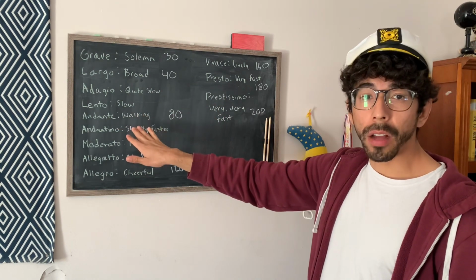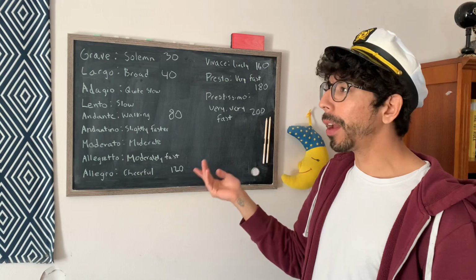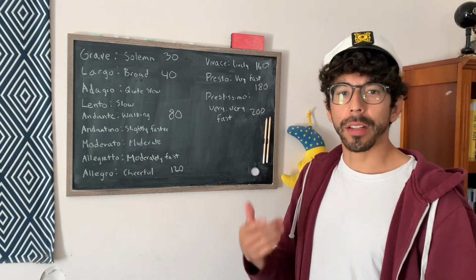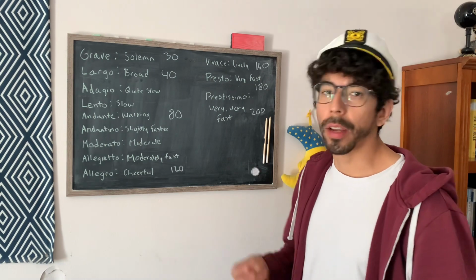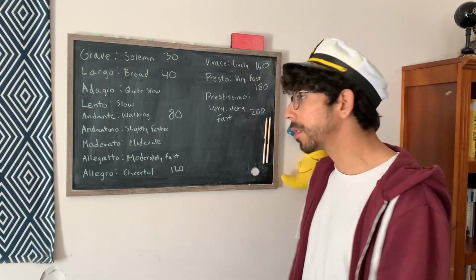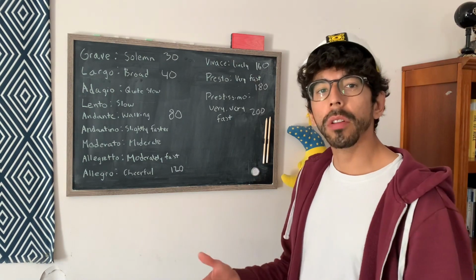Then we have andante, which is kind of like a walking pace. So it's around 80 BPM. Walking pace, that's kind of like 1 beat per second. So 1, 2, 3, 4, 5, 6. So it's pretty casual tempo.